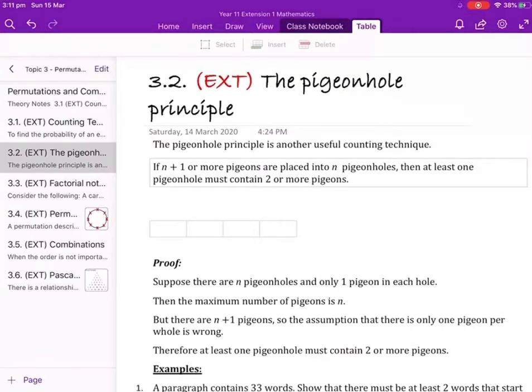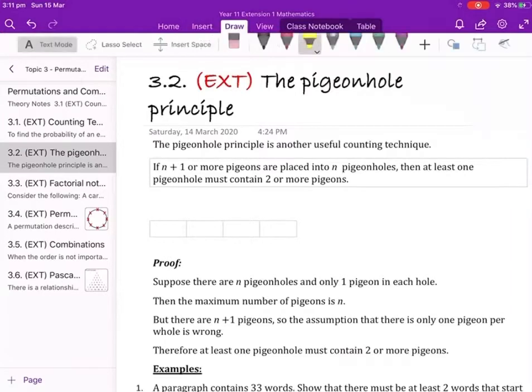For the pigeonhole principle, if n plus 1 or more pigeons are placed into n pigeonholes, then at least one pigeonhole must contain 2 or more pigeons. So let's have a look at what this may look like.